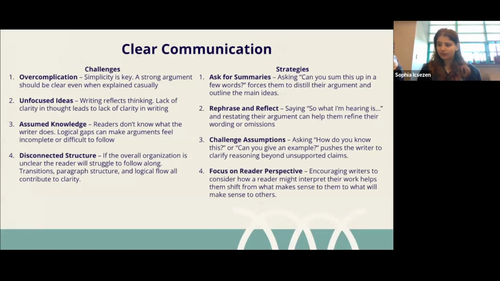Finally, you can leverage your position as a reader to explore, probe, and question. Encouraging writers to consider how a reader might interpret their work helps them shift from what makes sense to them to what will make sense to others. So, the most important thing to remember is that clarity through revision is an active process, and people learn at different rates.